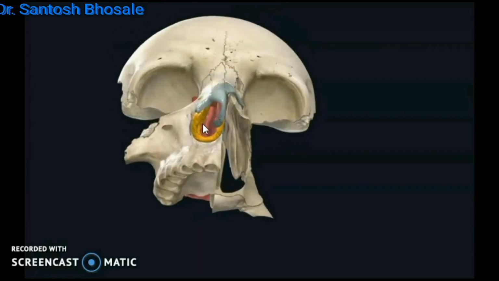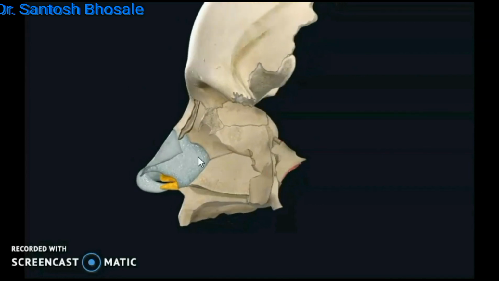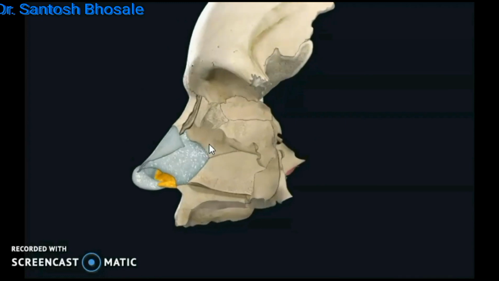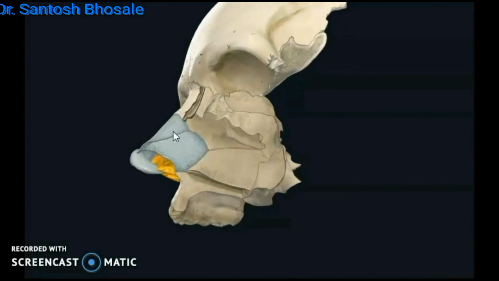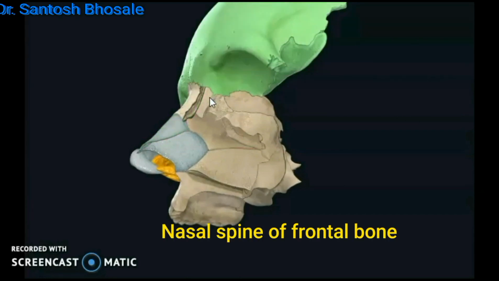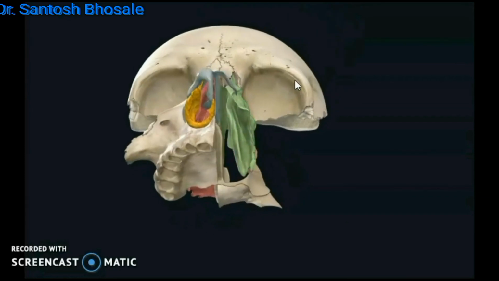So you can see each half has a roof, floor, medial wall and lateral wall. Whereas the medial wall, what you can see here, the medial wall of the left nasal cavity in the left lateral view, is very smooth, whereas the lateral wall is irregular, covered by mucosa for the purpose of increasing the surface area for humidification. And you can see the bones there: lateral cartilage, nasal spine of the frontal bone, nasal bone, ethmoid. These all form the roof.